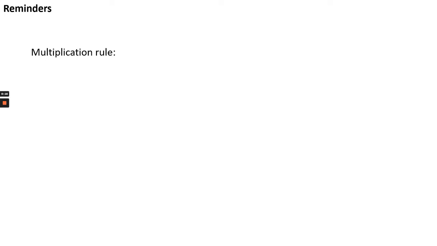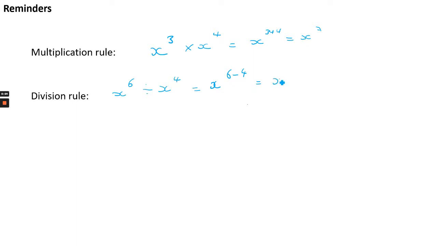Let's say I have some number x to the power of 3, and I'm multiplying that by x to the power of 4. I know that to get my answer I need to add the powers together and I'll get x to the power of 7. For the division rule, let's say I have x to the power of 6 divided by x to the power of 4, and I'm going to subtract my indices, and I'll get x squared.